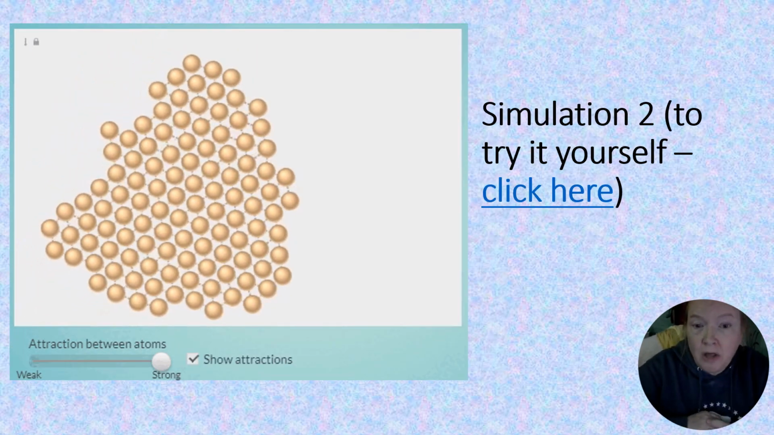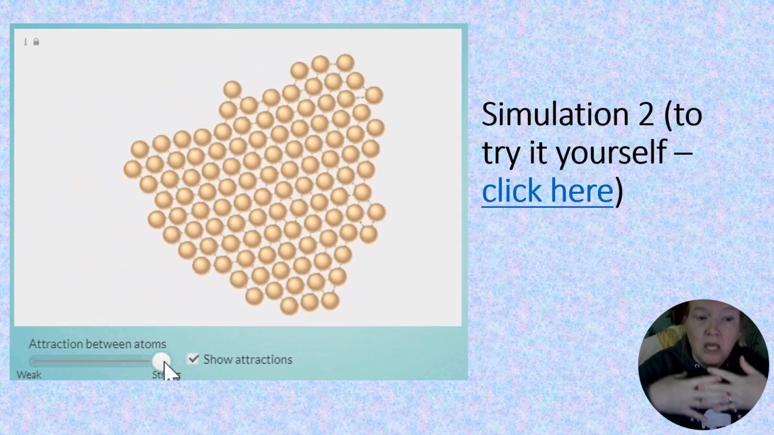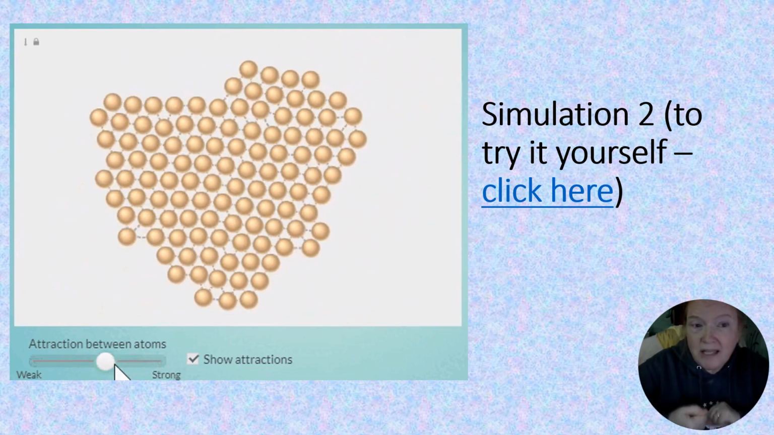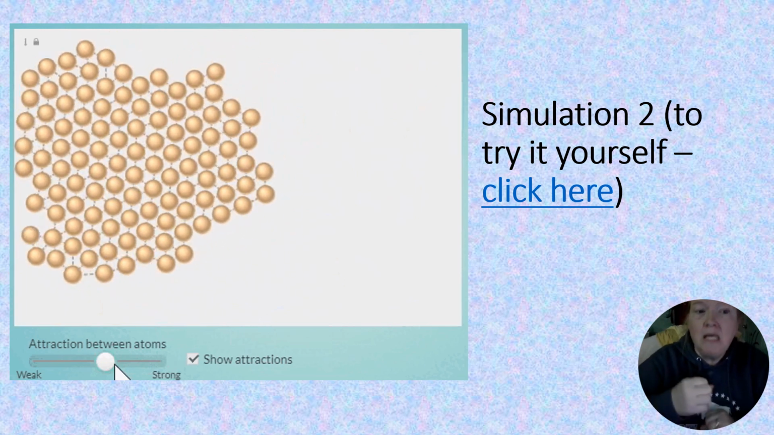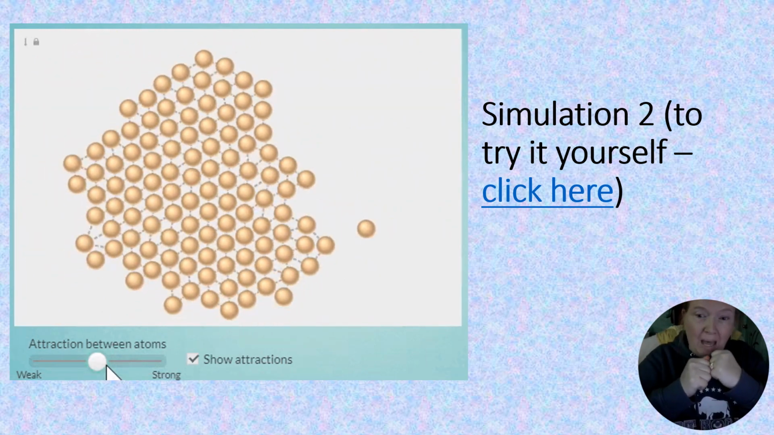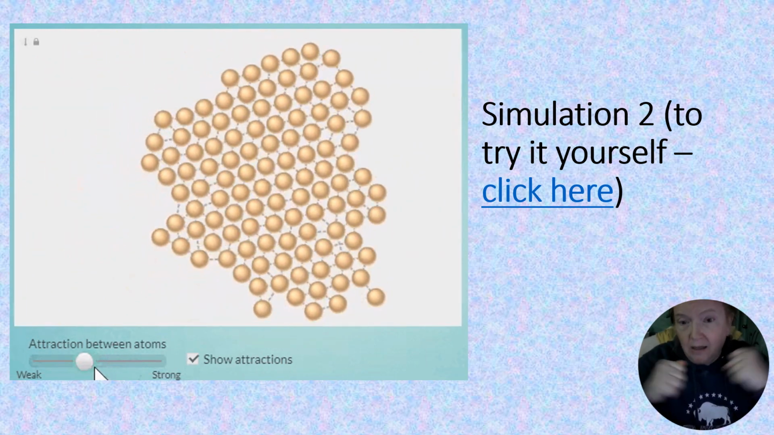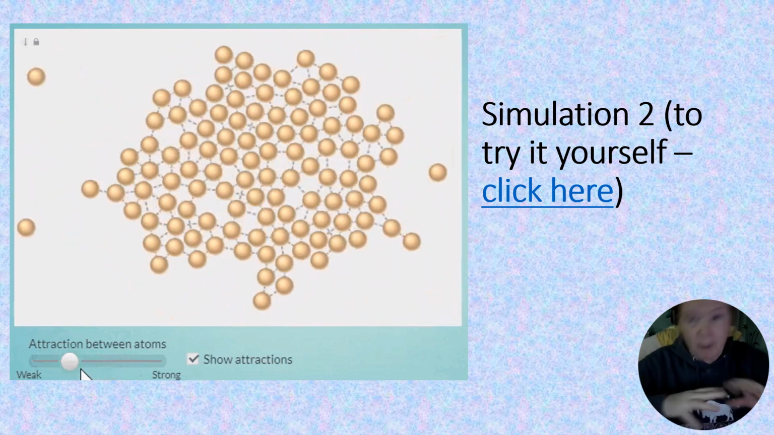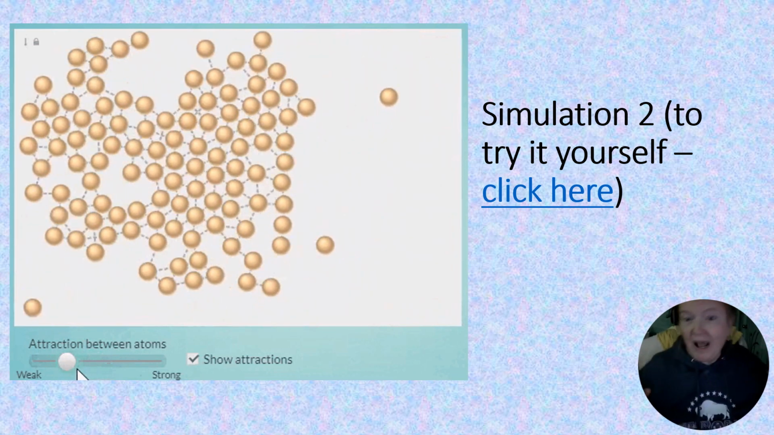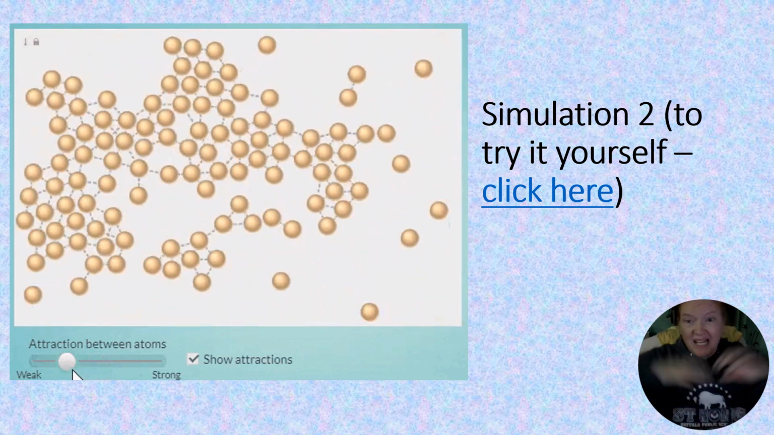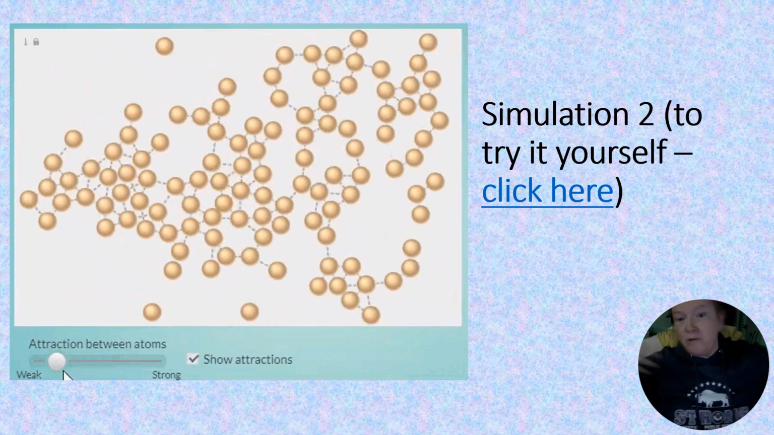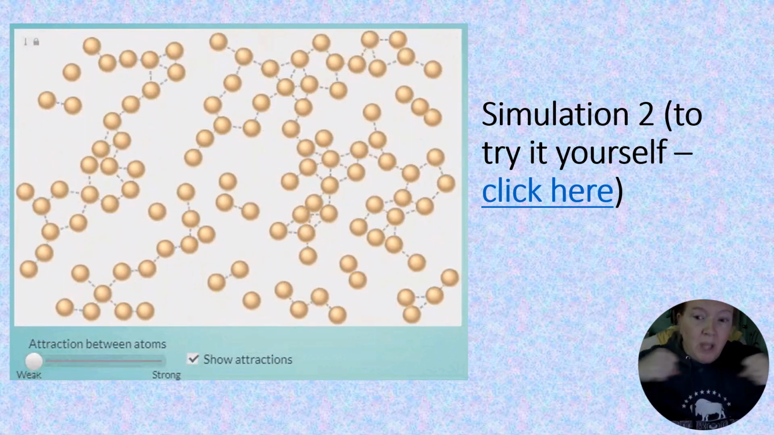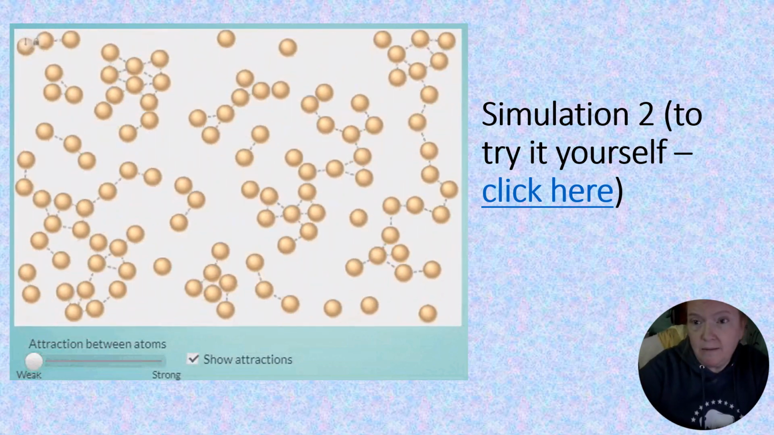And here, let's look at it another way, but this time there are lines showing those attractions. And as I lessen the attractive forces between the atoms, some of those attractive forces get broken. Okay, and so then eventually the solid starts to melt because the particles are able to move a little more. And then eventually the liquid becomes a gas because the particles are able to move even more because we're pulling apart those atoms.